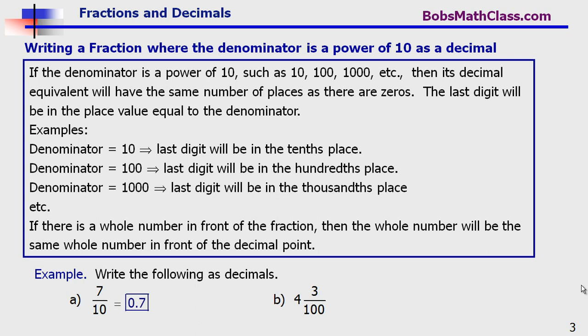4 3/100. The 4 will be in front of the decimal point. The 3 will be after the decimal point, and the 3 has to go in the hundredths place because that's the denominator. So if you put 4.3, that 3 will be in the tenths place, so it's got to be 4.03. See, now the 3 is in the hundredths place. 4.3 would be incorrect.